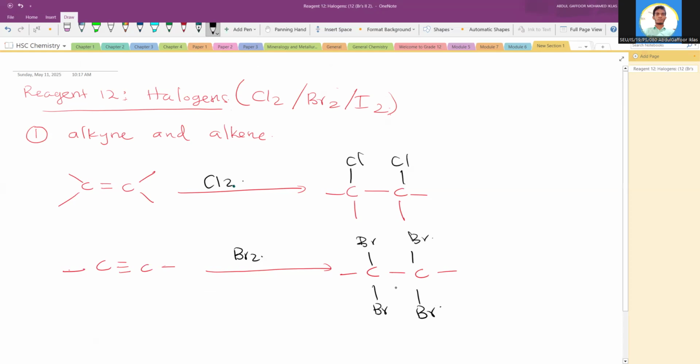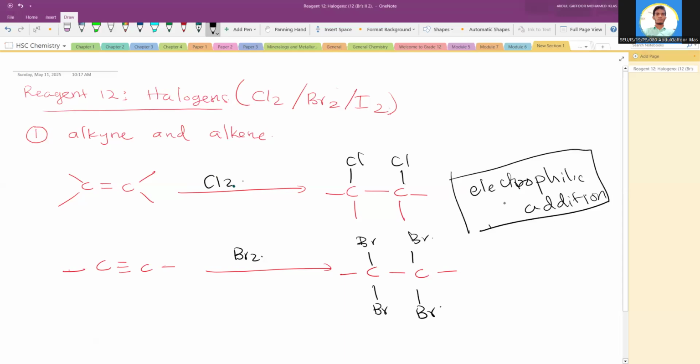Now, we haven't studied the types of organic reactions yet. This type of reaction is called electrophilic addition. Every organic reaction falls into one of 6 types. There are 6 types of organic reactions, and we will study them later.